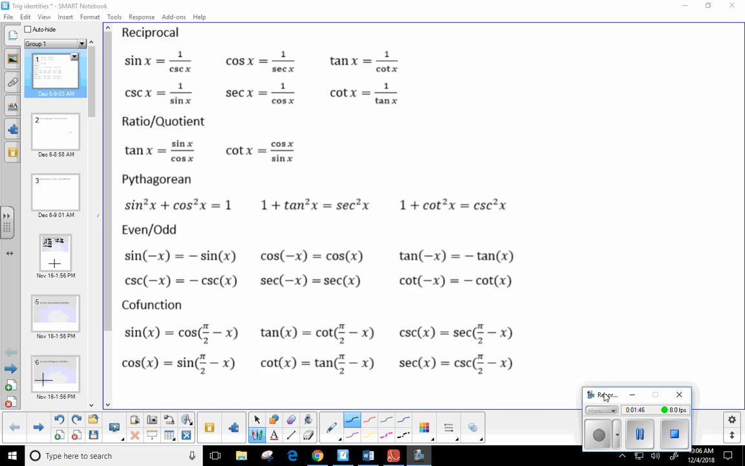All right, well, we don't have anything else to take care of today, so we can go ahead and get right to the lesson. I provided you with a list of these yesterday, but these are all the trig identities that we're going to become familiar with.